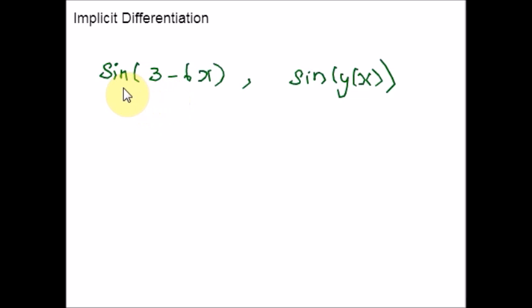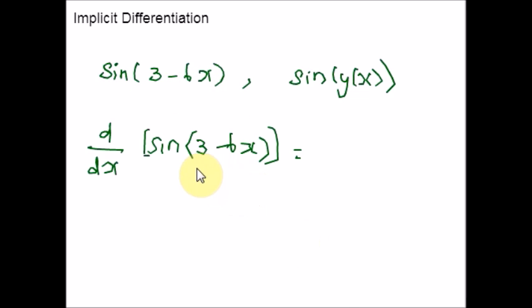d over dx of sine of 3 minus 6x would be the derivative of sine, which is negative cos. Okay, this is positive cos: cos of 3 minus 6x. And if you differentiate the inner function, you will get negative 6. So the derivative of the first function would be negative. That's it for the first function.